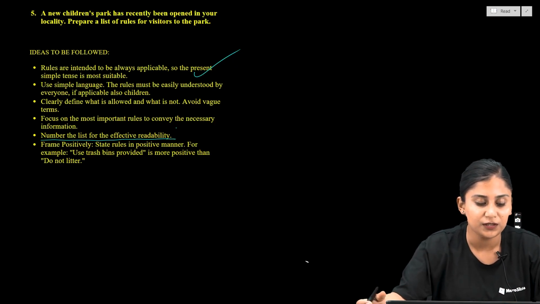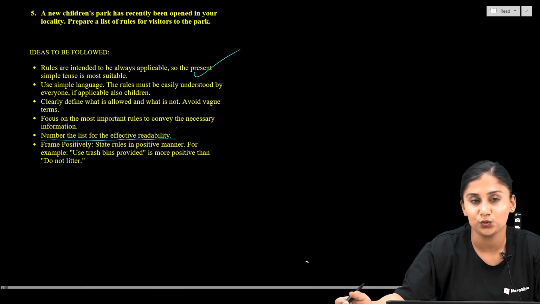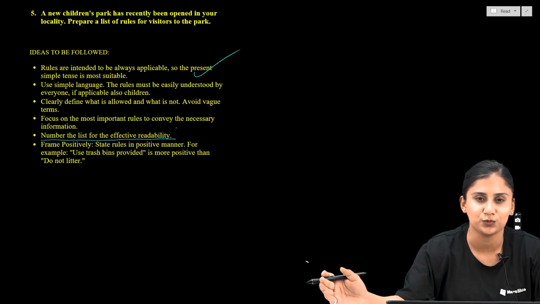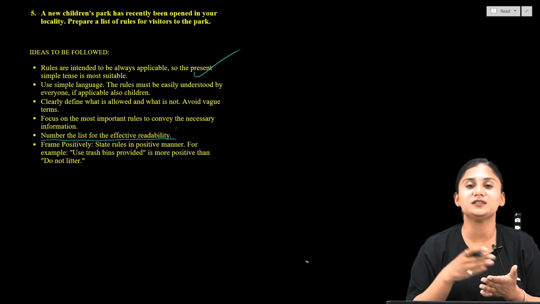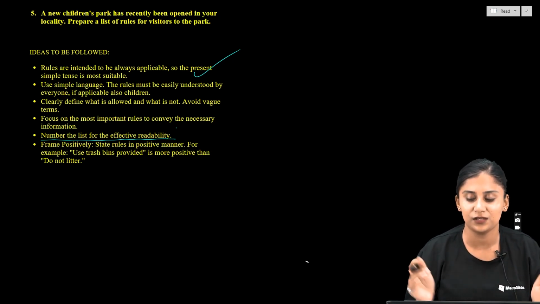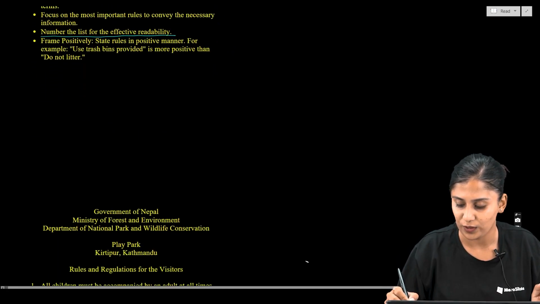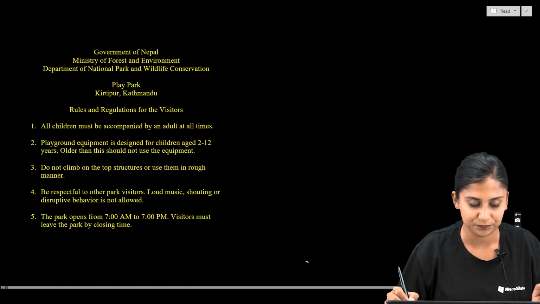For example, you may write use trash bins provided rather than writing do not litter, or you are not supposed to litter. So avoid negativity, only focus on the positive ideas. So now let us find out how we are supposed to write whenever we are asked to write.